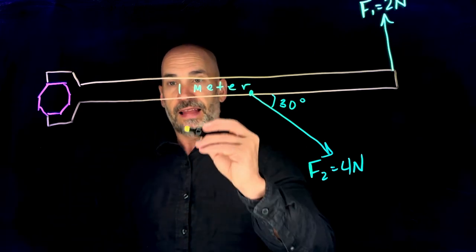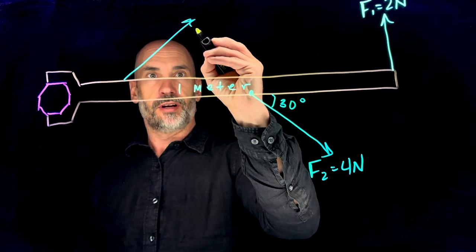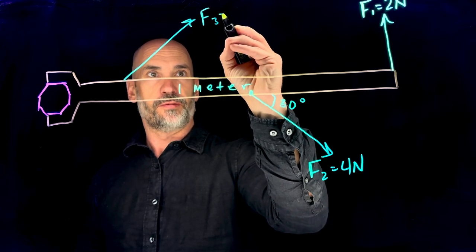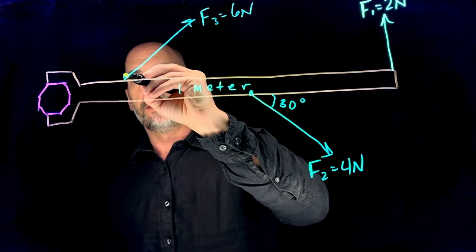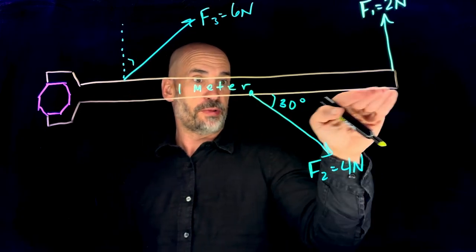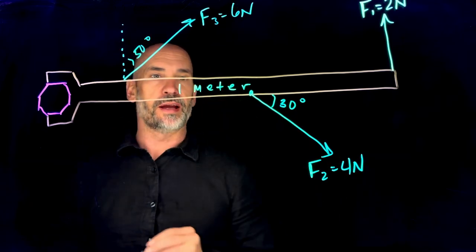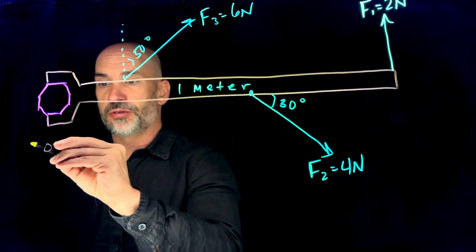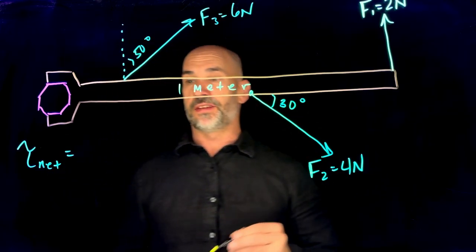And then lastly, there is a third gremlin up here pushing with a force of 6 newtons. And it's applying that force at an angle with the normal this time, not with the wrench, but with the normal at 50 degrees. Okay, what is the net torque acting on this bolt? All right, that's the goal. What is the net torque?